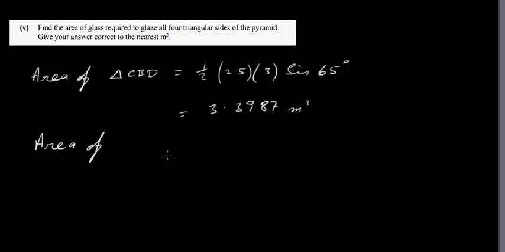We'll do the area of the other triangle then, BFC. BFC, this is our equilateral triangle. So that's simply going to be half 3 times 3, and remember our angle here is just 60 degrees.